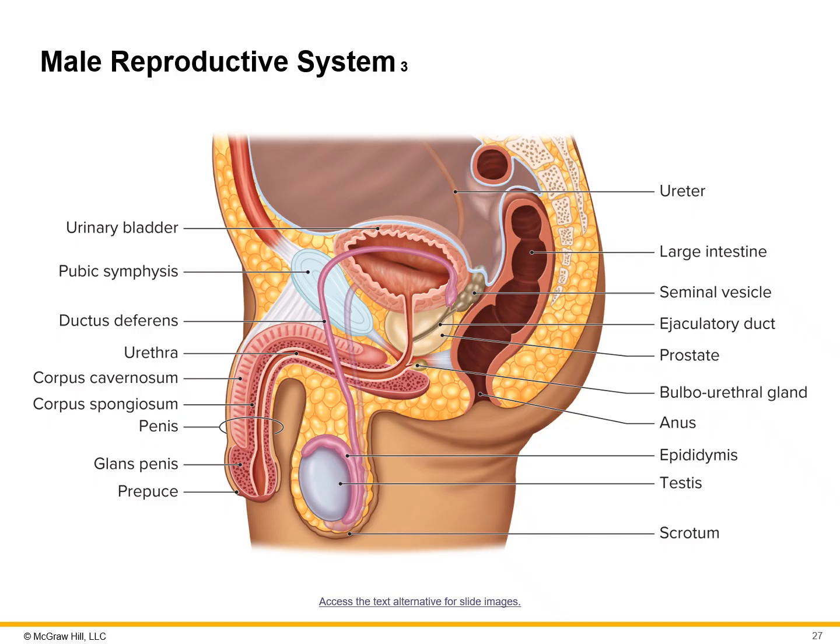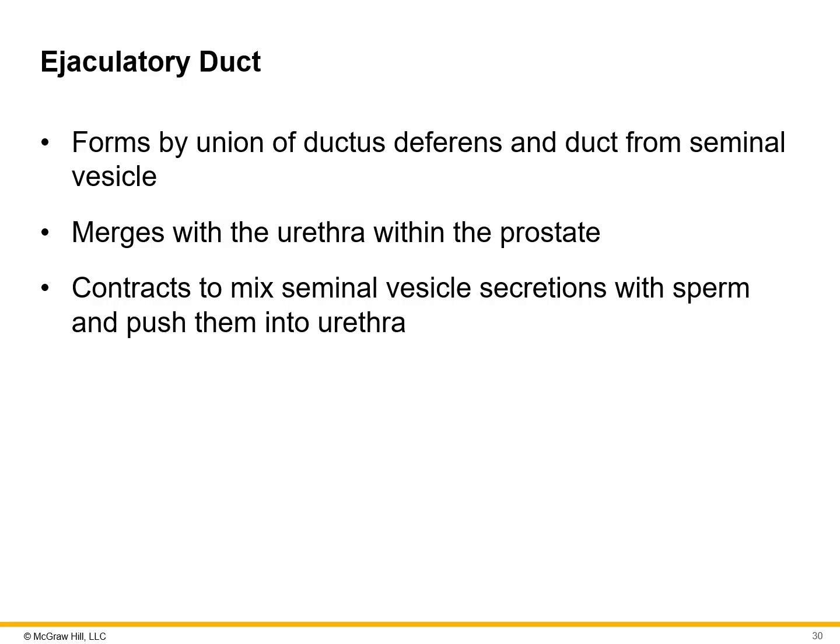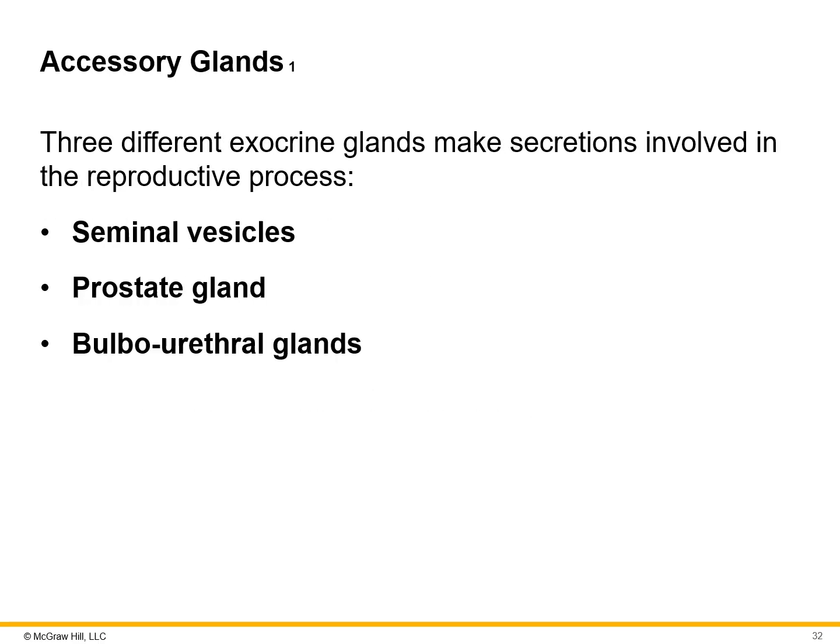I'm actually going to go to slide 32. Okay. So for your accessory glands, there are 3. Okay. They are exocrine glands, and they do make secretions that are involved in that reproductive process. Okay. So it's your seminal vesicles, your prostate gland, and then your bulbourethral glands. Okay. We're going to keep it going. I'm going to let you see the next slide.